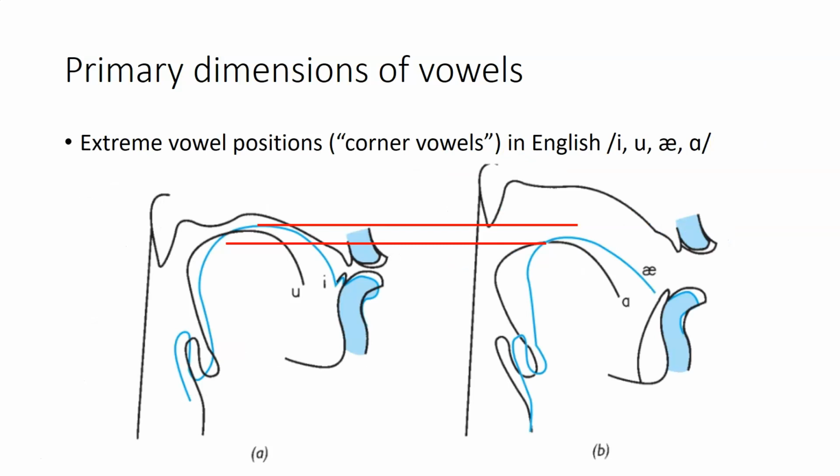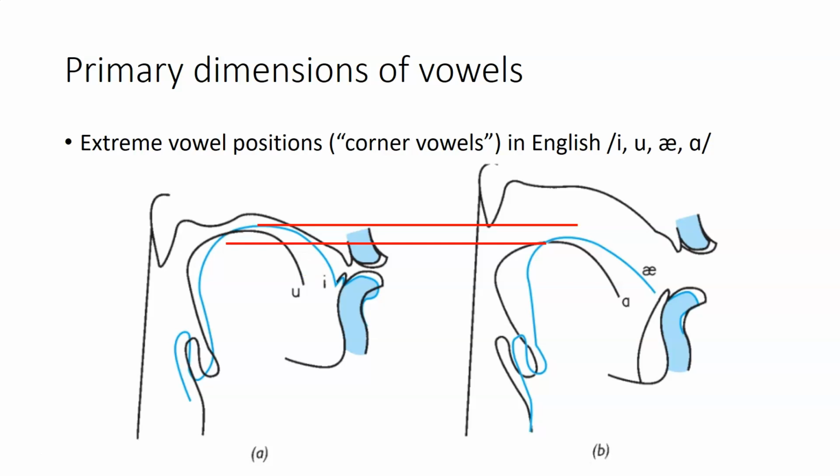In English, we have extreme vowel positions, the so-called corner vowels that map out the full range of the articulatory space. E to oo among the high vowels, a to ah among the low vowels. On the left in this image, we have the distinction between E and oo, where you can see the blue outline with the tongue body shifted more forward for the E compared to the oo.